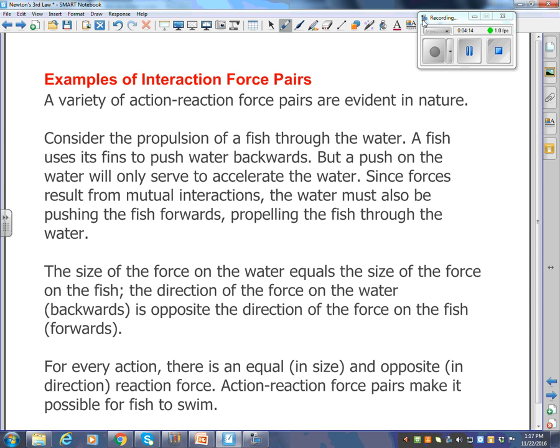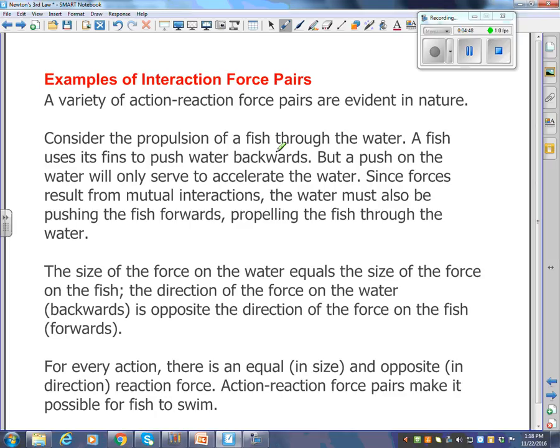Here are some examples. A variety of action-reaction force pairs are evident in nature. Consider the propulsion of a fish through water. How do fishes swim? They wiggle their tail. A fish uses its fins to push water backwards, but a push on the water will only serve to accelerate the water. If the fish pushes on the water, well, then the water goes backwards. That doesn't make the fish go forward.